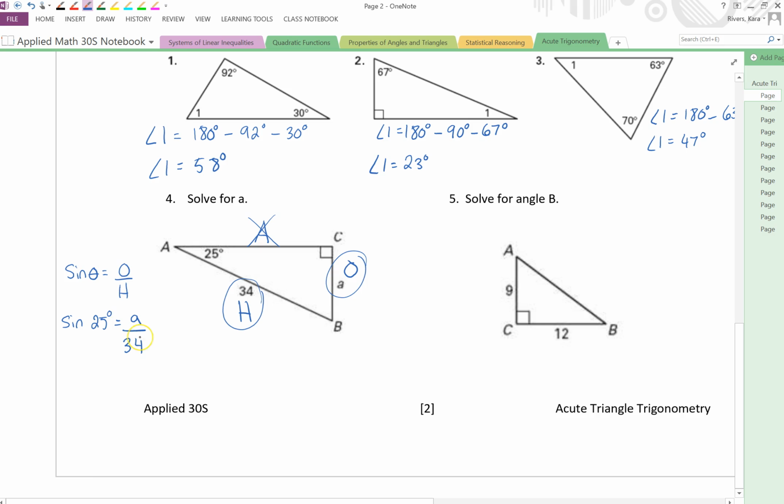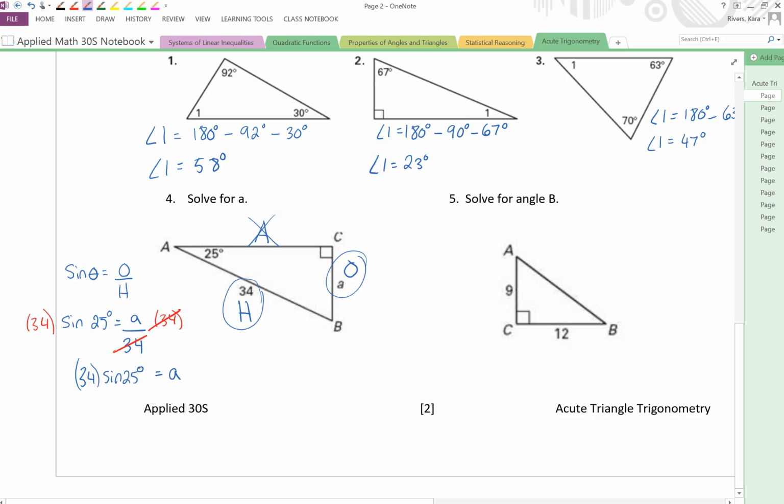Now I need to solve for A. So I'm using my algebra skills to isolate A. Multiply both sides by 34 to get rid of the 34. Those cancel out, and I'm left with A is equal to 34 times sine of 25 degrees.